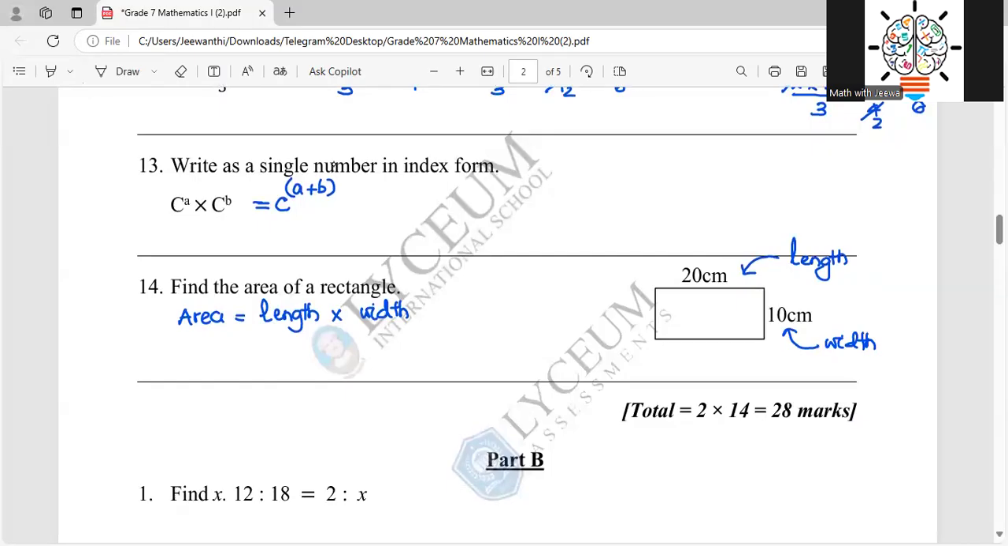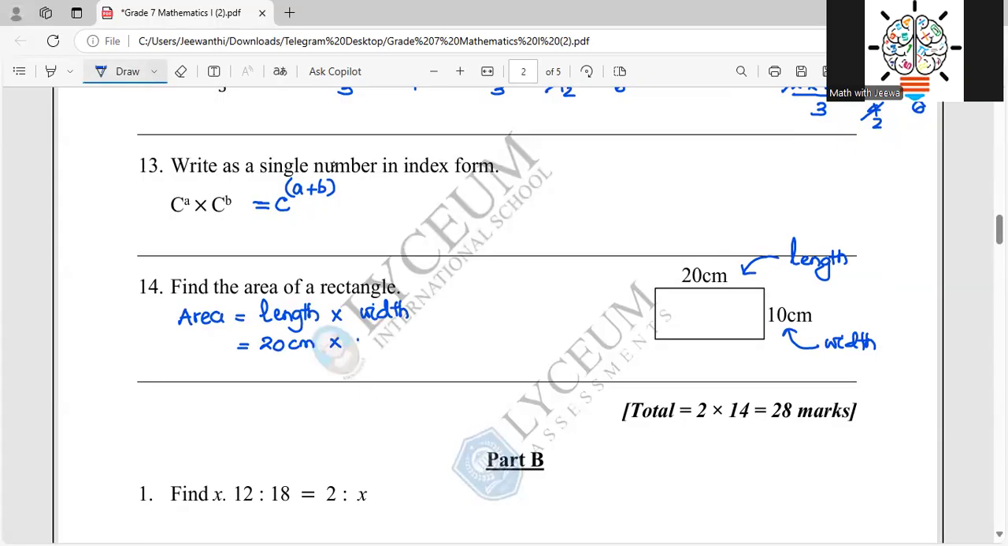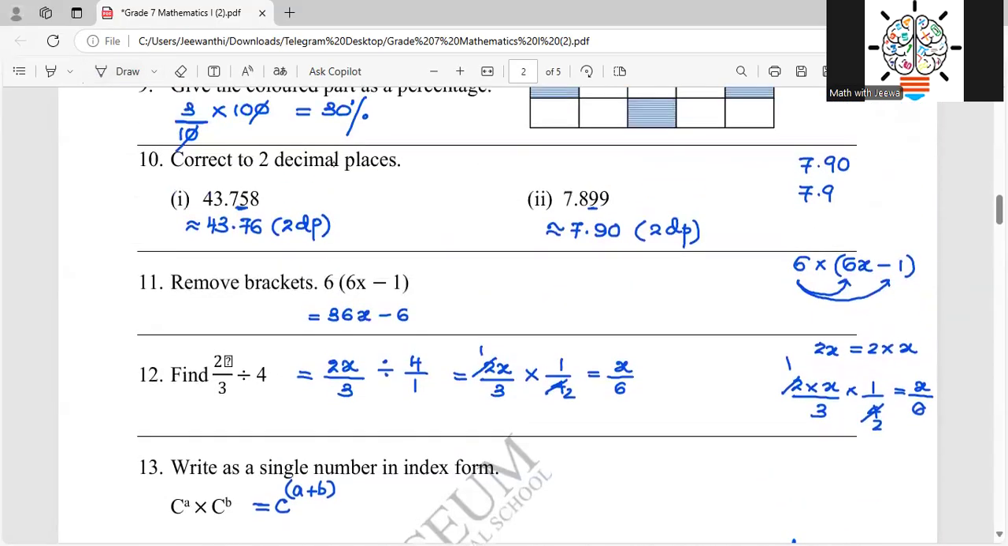So then here I write 20 centimeters into, see how I'm using the units also. So then that becomes 200 centimeters squared, right? 200 centimeters squared. So now you just go through the answer script.